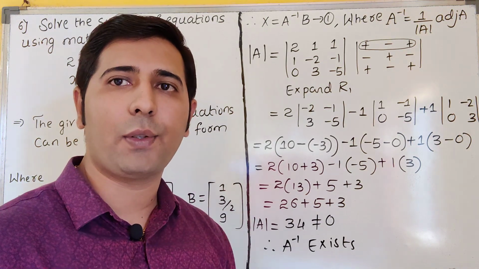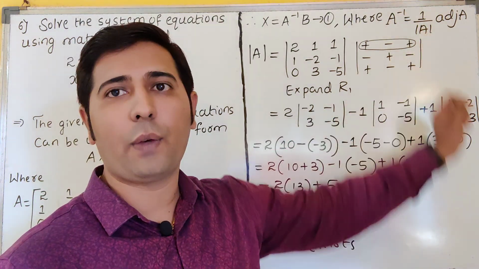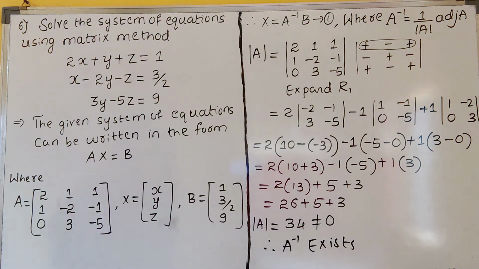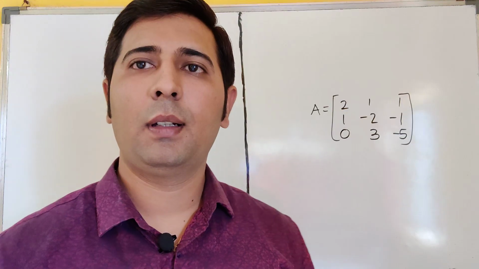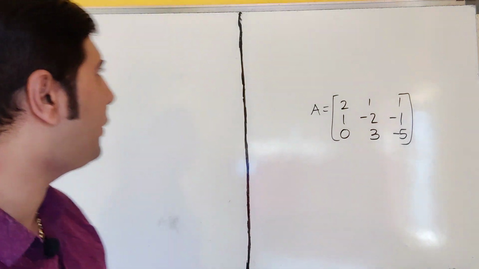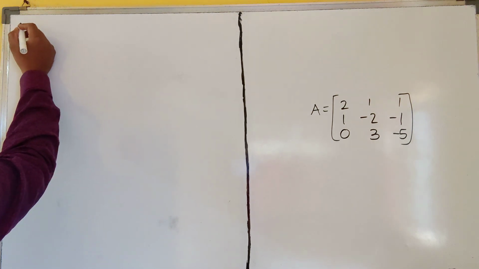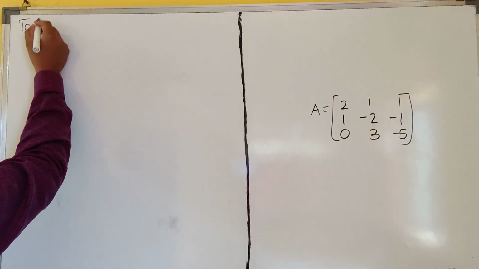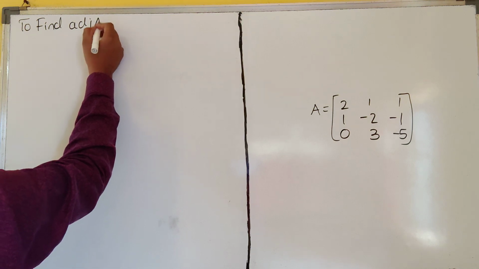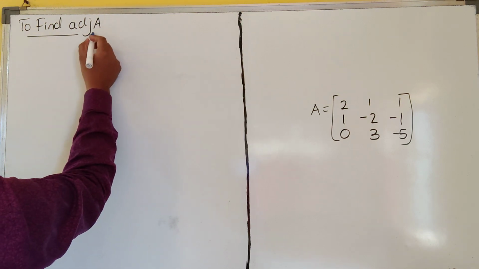I hope you understood. So, let us find what? Adjoint of A. Please copy this. We'll continue the answer, dear students. Please copy this one. I hope all of you have copied the answer. So now let us continue with what? To find adjoint of A, dear students.